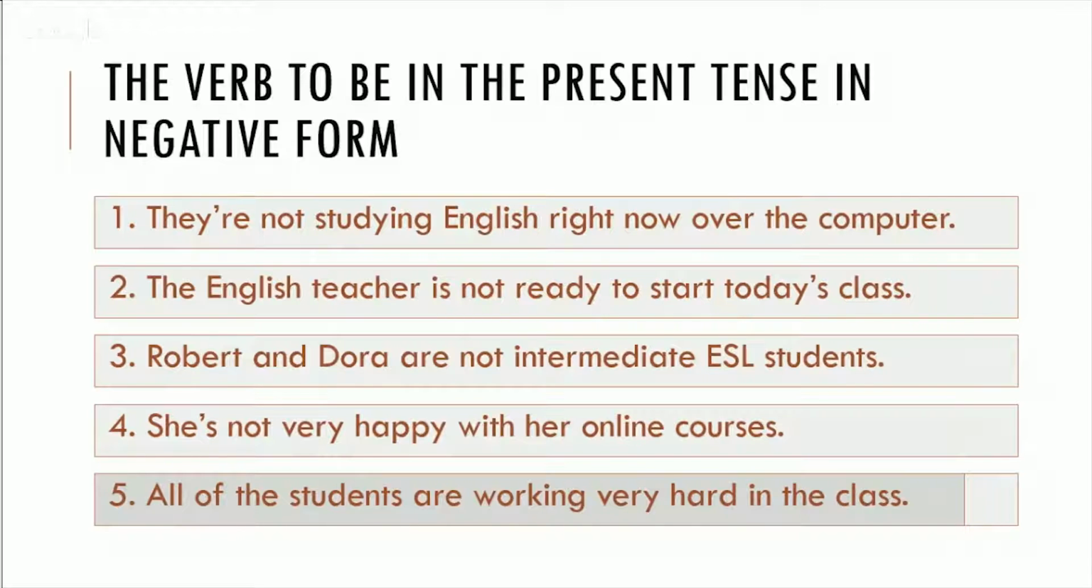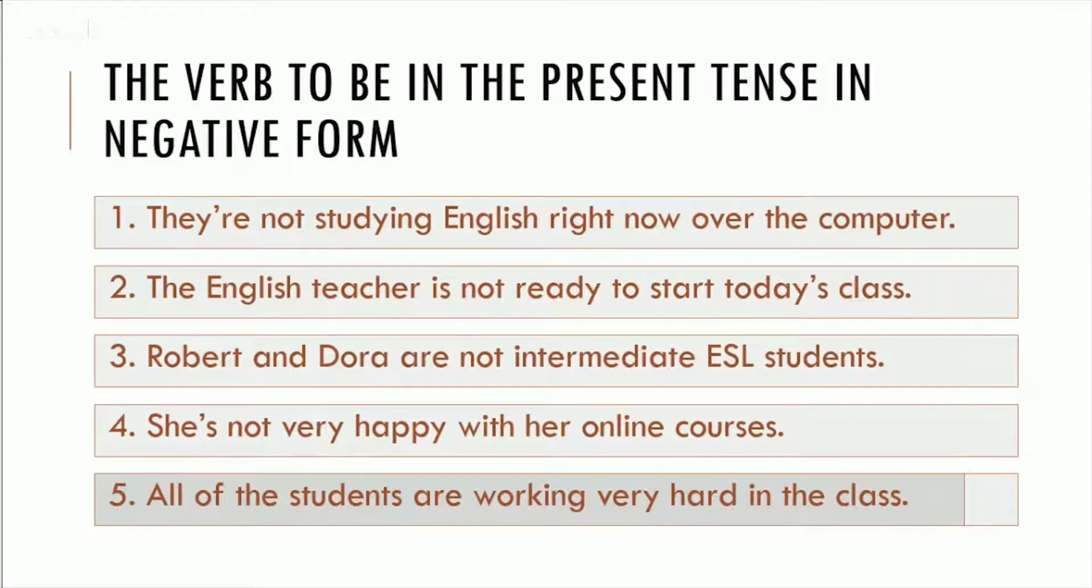Good. So all of the students are working very hard in the class. Change that to negative. You don't have to do a contraction yet, but you can if you know it. We're going to be doing contractions later. Okay. So I'll wait for a couple of responses. I know I got one. I'm going to wait for a few more. How do you write all of the students are working very hard in the class in the negative form? All right. So we're still waiting on that one.